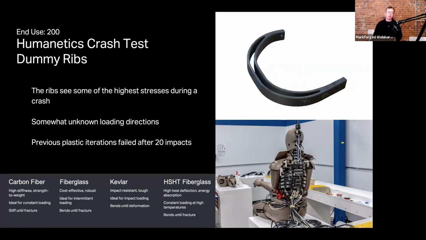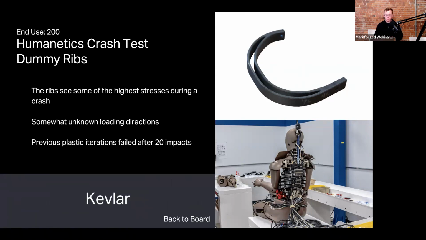So let's look at the results here. So it looks like most people voted for Kevlar in this situation. That's correct. This part ended up using Kevlar. As I said, the key thing here is that they're getting these odd impact loading conditions from all these different directions. So first of all, the rib is structured to be able to handle that. When they 3D printed it with Kevlar reinforcement, they were able to bump up the cyclic lifespan of the part from 19 cycles to 70 cycles.